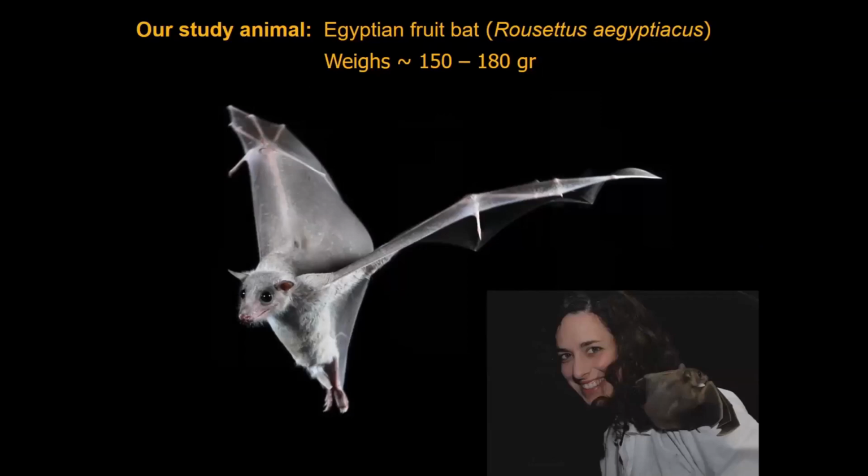And we ask these questions in bats, as I said already, specifically Egyptian fruit bats, Rousettus aegyptiacus. These are very large bats. They weigh between 150 and 180 grams or so, the males, much bigger than bats that you know from Russia or from Europe or from the United States. They're much bigger than the typical bats in most countries, except the tropical areas.